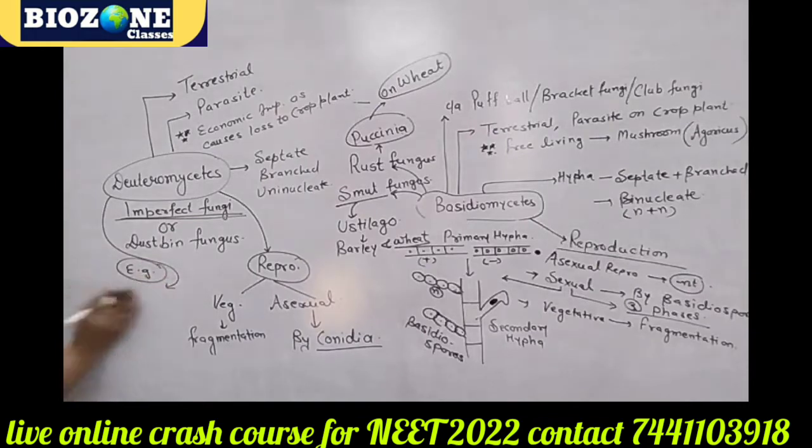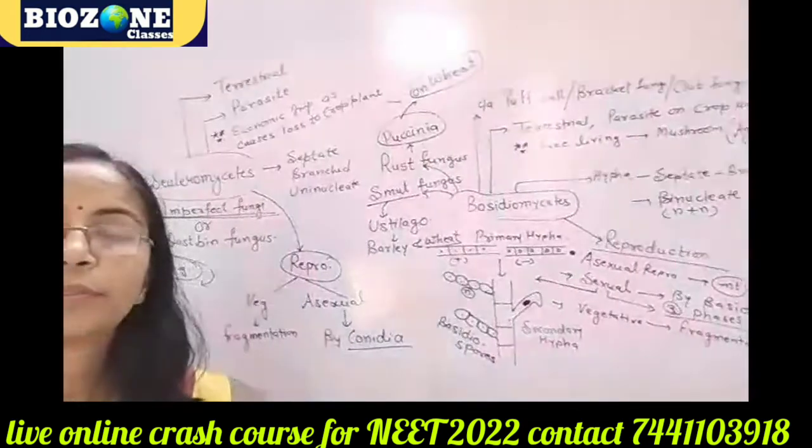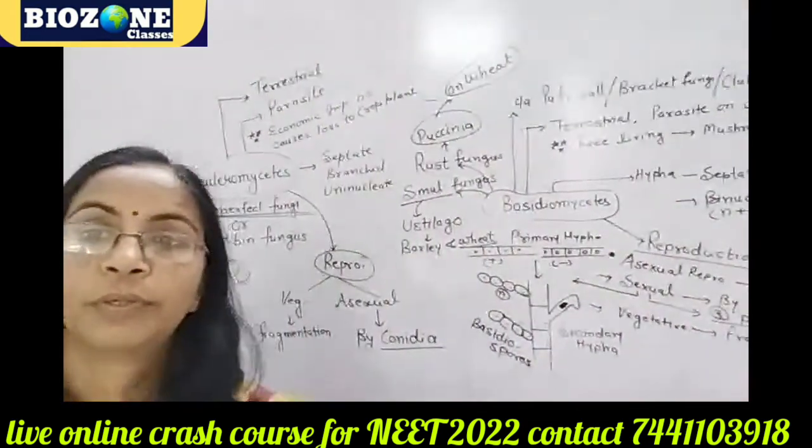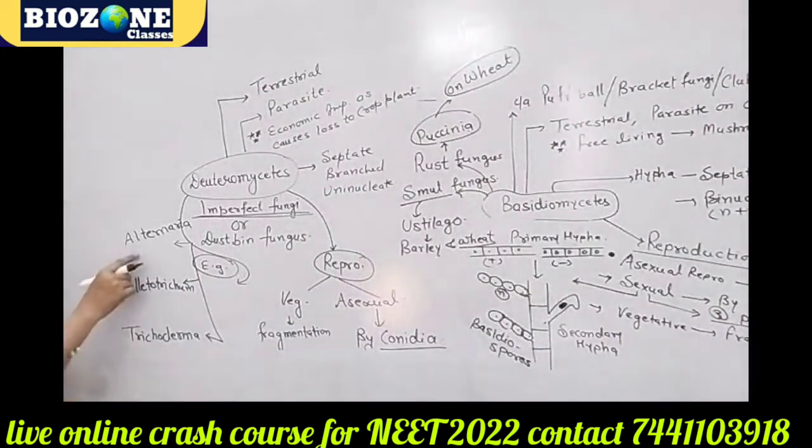Most important, questions for Deuteromycetes is only asked for its example. Three examples are provided. Again, here you see three examples are there. One is Alternaria. Second is Colletotrichum, and third example is Trichoderma. Okay, so this Trichoderma you remember. So now three fungi are there. So Alternaria, Colletotrichum and Trichoderma.